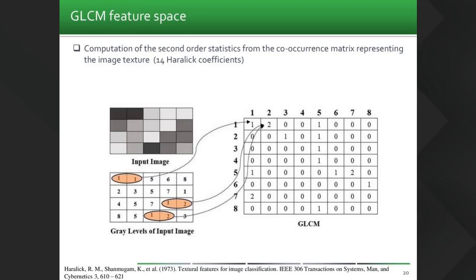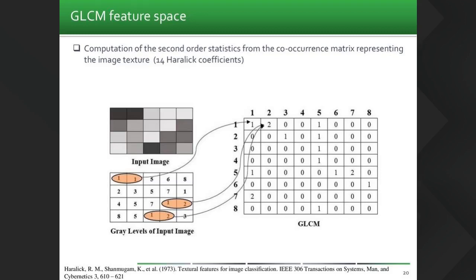It's repeated 2 times, and we put 2 in the corresponding place, and we complete to fill this matrix in the same way. Finally, we will have a matrix of 8 by 8 bits, and we can calculate 14 Haralick coefficients that are second-order statistics from this matrix. They are, for example, the similarity, entropy, the correlation, the variance, and others.